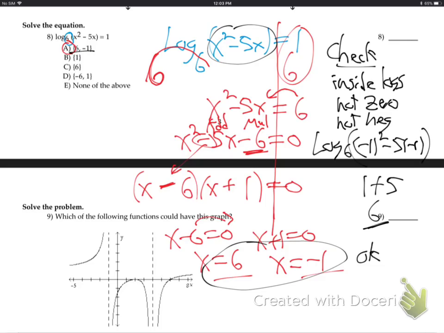I didn't actually work out the whole thing, did I? You just have to make sure the inside is not 0, not negative. It's positive 6. When I plugged in the negative 1, negative 1 squared was positive, and negative was positive. It was all good. Is that making sense? So logs, the inside cannot be 0 or negative.